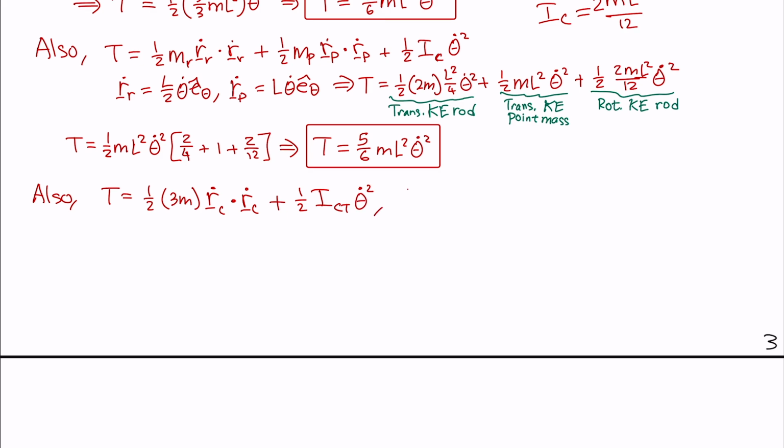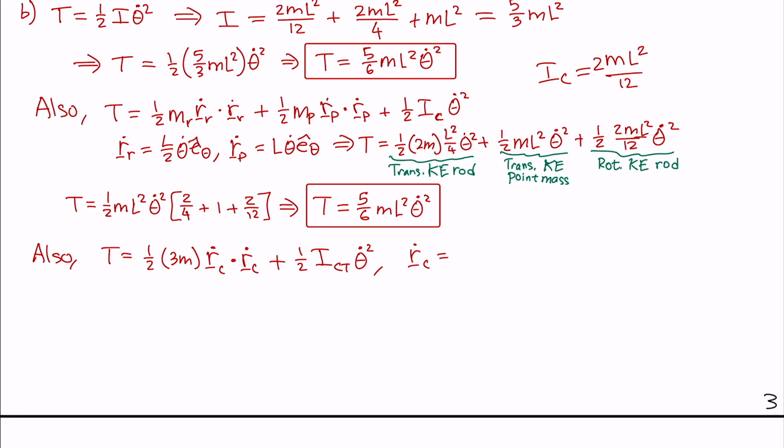In this case, r_C dot is equal to, I think we said 2/3 L. So this is 2/3 L theta dot in the e hat theta direction. For I_C^T, that we actually had to find. I_C^T is going to first be, one moment here.